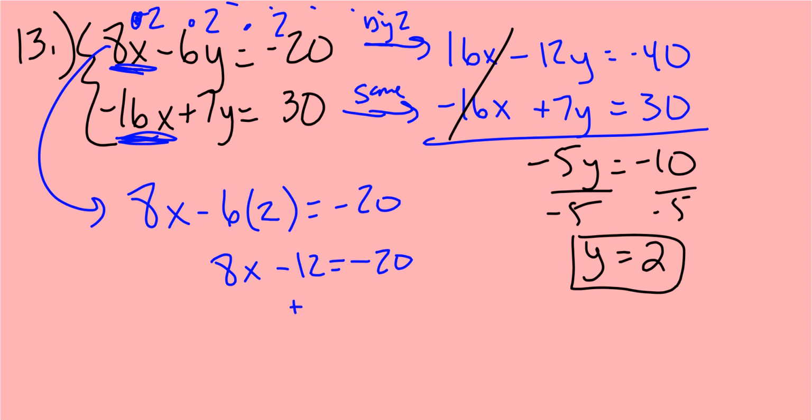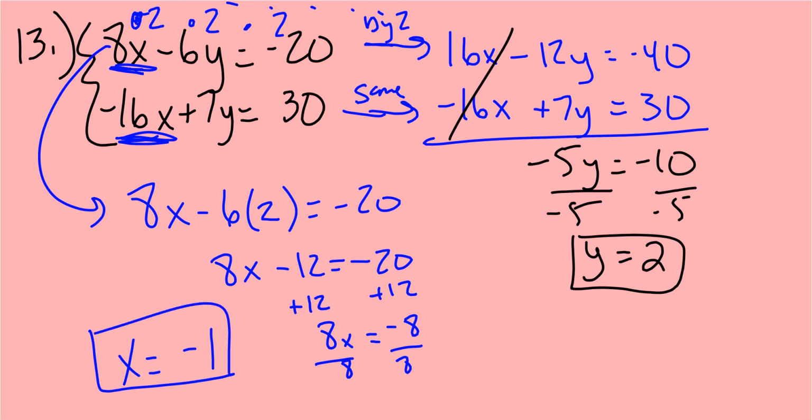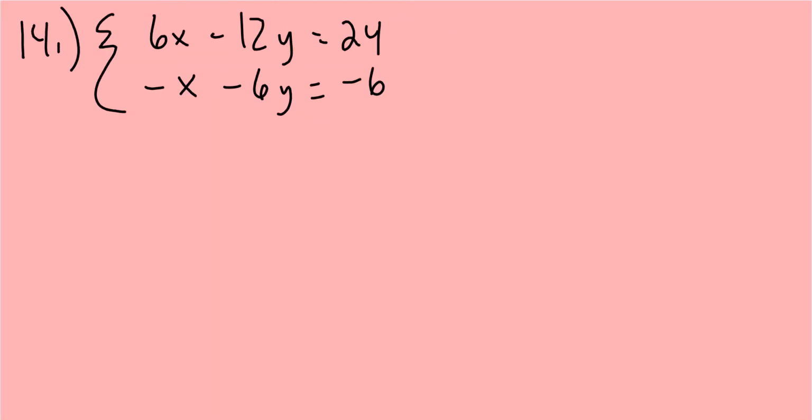I add 12 to both sides to get rid of the subtraction. I get 8x equals negative 8. I divide by 8 on both sides. I get x equals negative 1. I have an x, I have a y. I'm going to write it as an ordered pair. Negative 1, 2, and that's it for 13. Alright, so number 14, step 1 is done for me again.